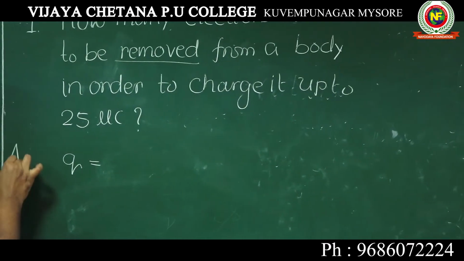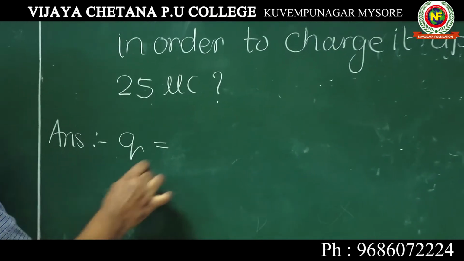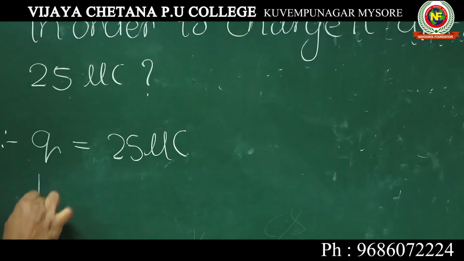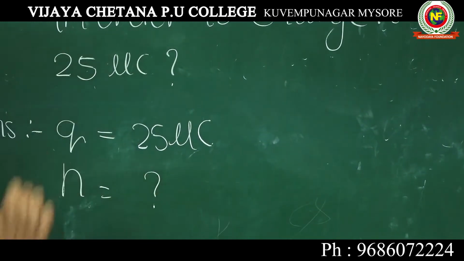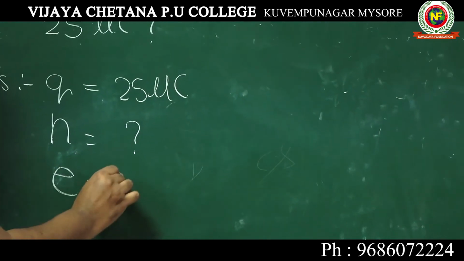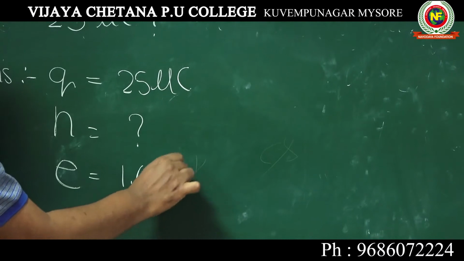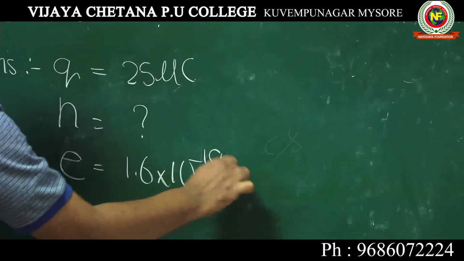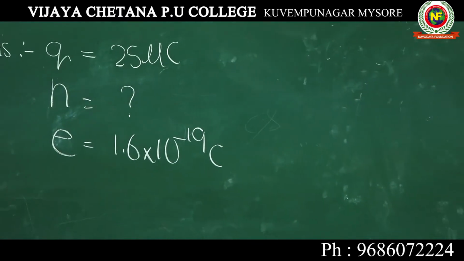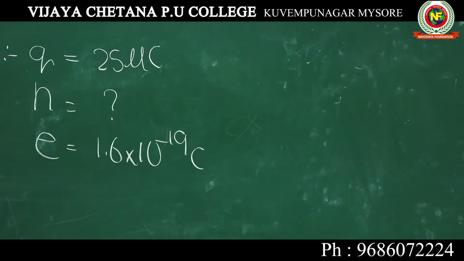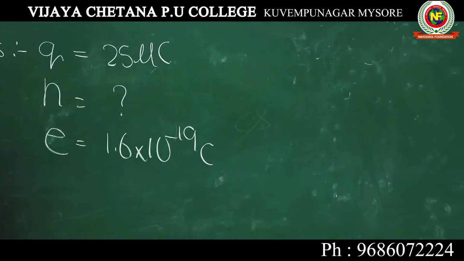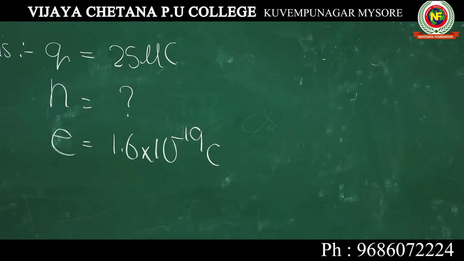What is the magnitude of the charge we want? Charge required is 25 microcoulomb. How many electrons are to be removed? We must calculate. What is the charge on each electron? It is a known constant, 1.6 into 10 power minus 19 coulomb. The number of electrons we don't know. E, the charge of the electron, is known, 1.6 into 10 to the power of minus 19.